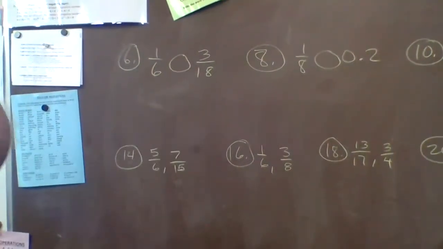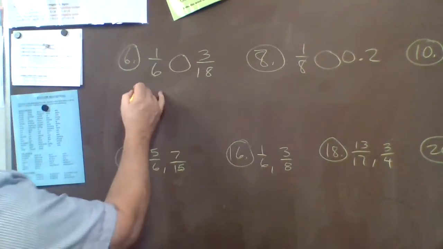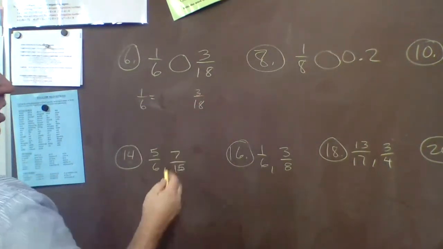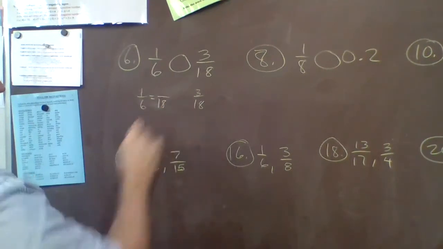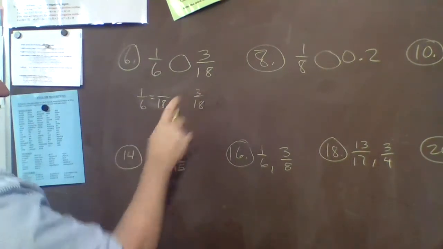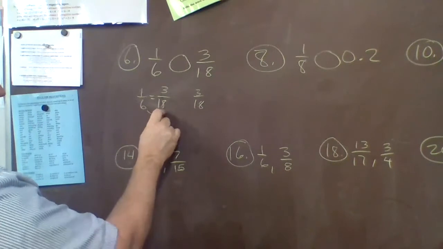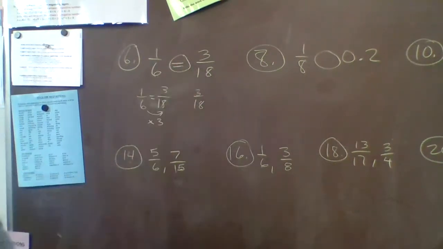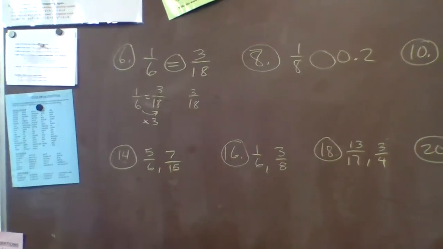Okay, here's one up here. We're on the chalkboard where I need to figure out which one's bigger. So this is one of those cases where I'm going to change the fractions into fractions that have the same denominator. I'm going to change it into 18ths. Hey, this is a times 3 pattern, so it's got to be a 3 there. That means number 6 is equals.